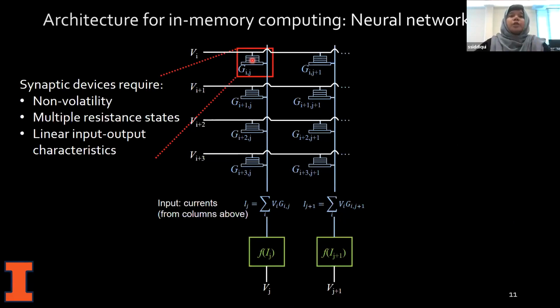So first of all, we need to look into the details of what criteria we need to fulfill. The non-volatility is already fulfilled because this is a magnetic device. We need multiple resistance states, and we also need an input-output characteristic which varies linearly. This is particularly important if you want to keep your whole circuit for doing, say, image classification simple, and not rely on multiple other elements to do the multiplication.